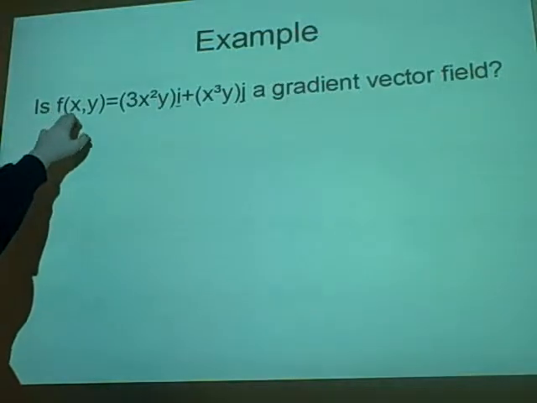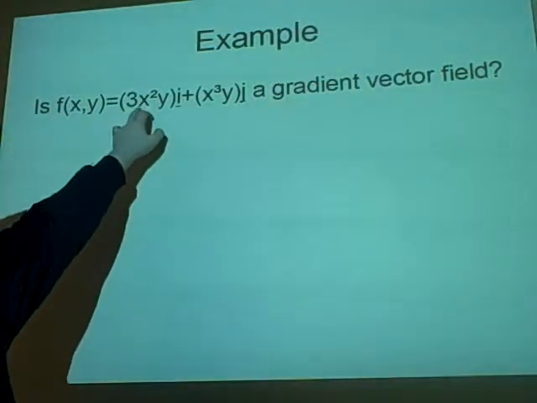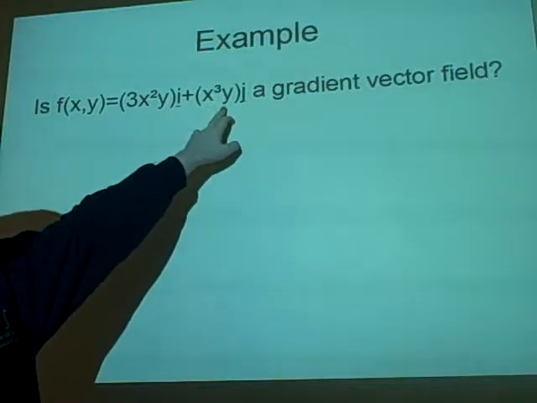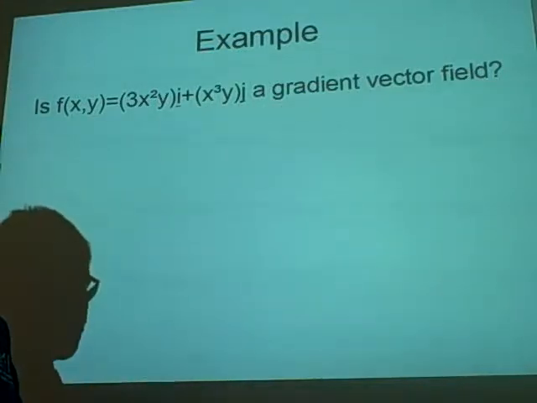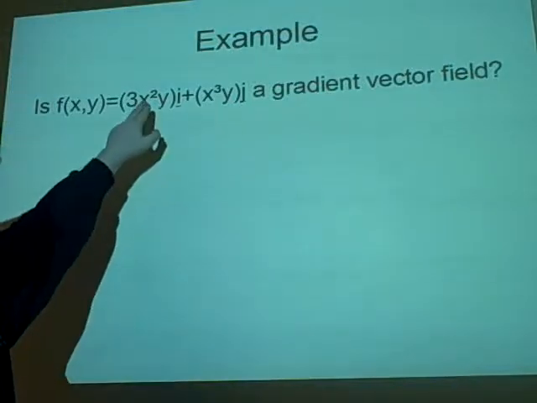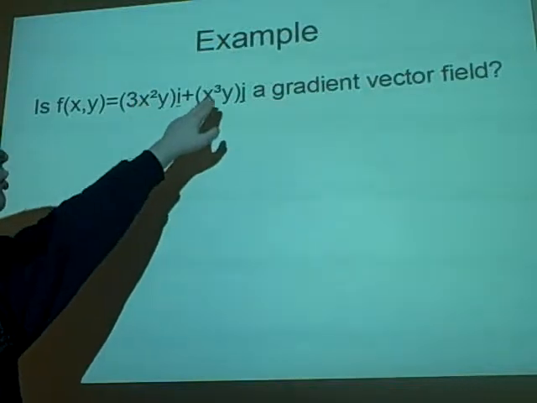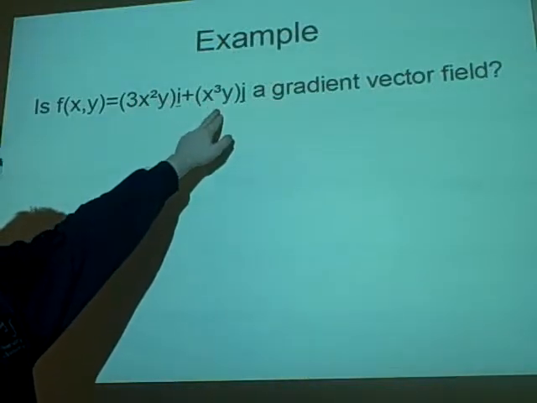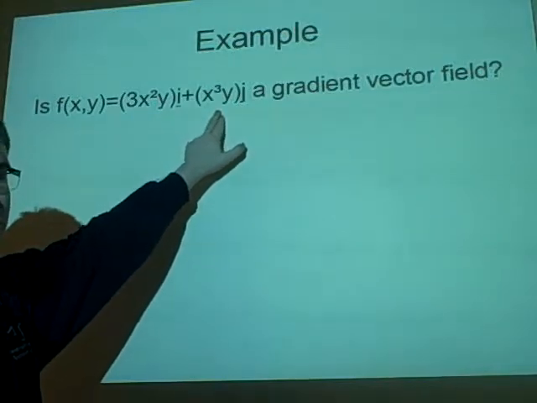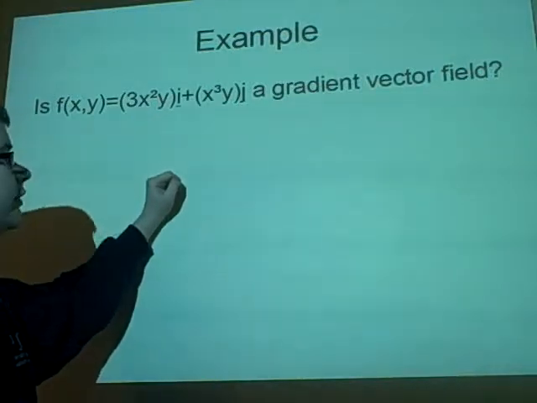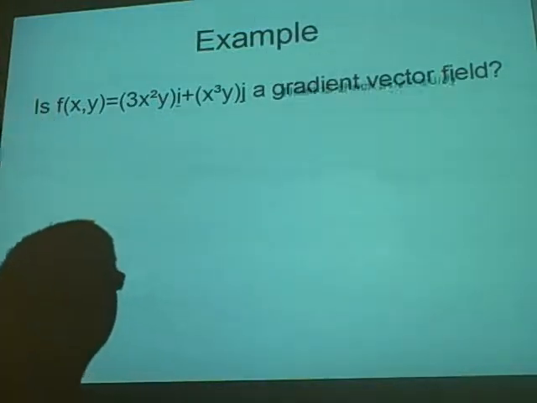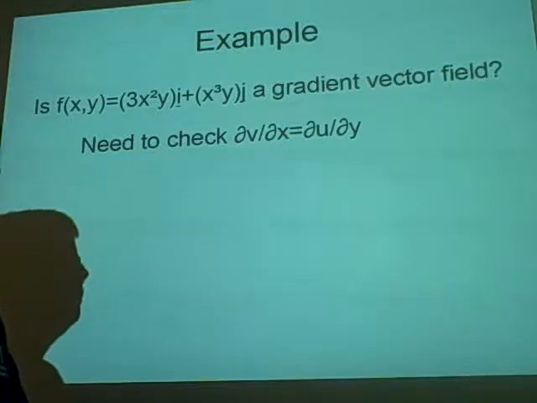Right, first off, is f of x,y equals 3x squared y i plus x cubed y j a gradient vector field? Now if it's a gradient vector field, it might be if du over dy equals dv over dx. Now I remember it because u looks like a y and v is like half an x, so we have to check whether they are right.